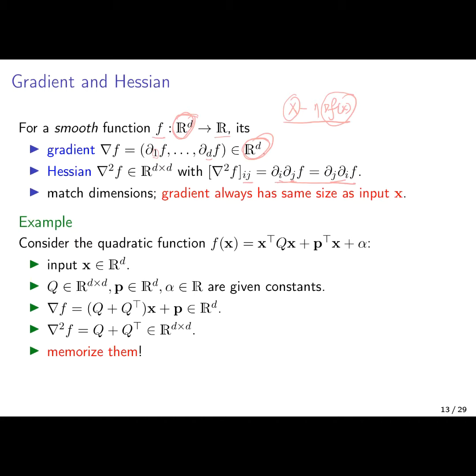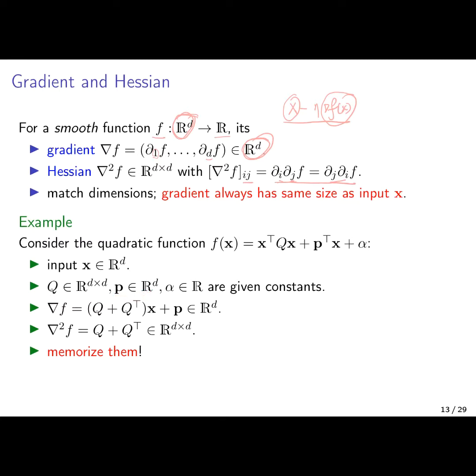So here's the example shown here. We take a quadratic function. So the quadratic function is x transpose Q x. Q is a symmetric matrix, or any square matrix. x is a column vector. p is a column vector. Alpha is a number. And the input is d-dimensional. Q is d by d.